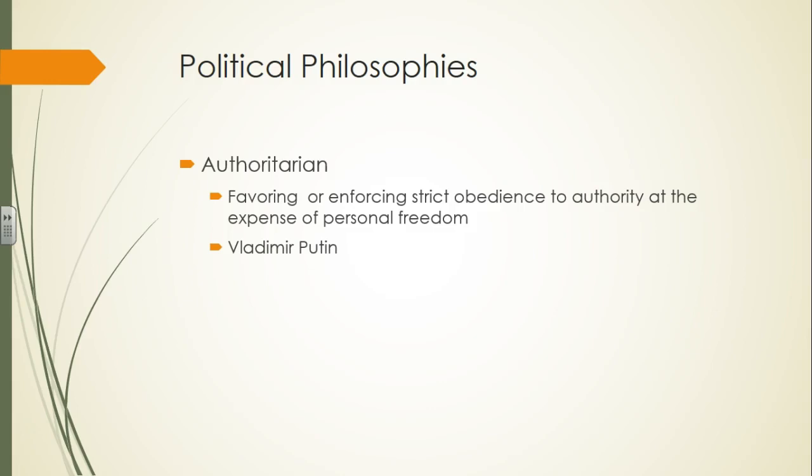We already talked about that in our systems of government, but an authoritarian is someone who wants strict obedience to authority, oftentimes at the expense of personal freedom. So the state comes before the individual in this one, all for the country versus all for yourself. Vladimir Putin from Russia is a good example.